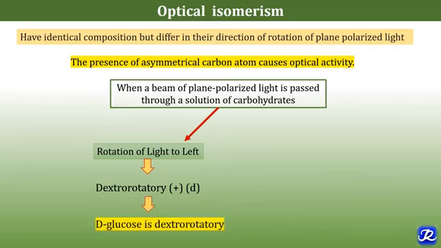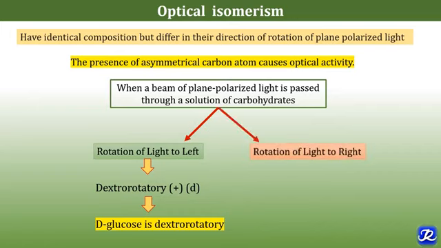So D-glucose is dextrorotatory. The capital D is different from the small d. Capital D-glucose is a stereoisomeric form, and the small d is a rotation, that is the dextrorotatory form. So D-glucose is dextrorotatory, and that's why it is sometimes known as dextrose.